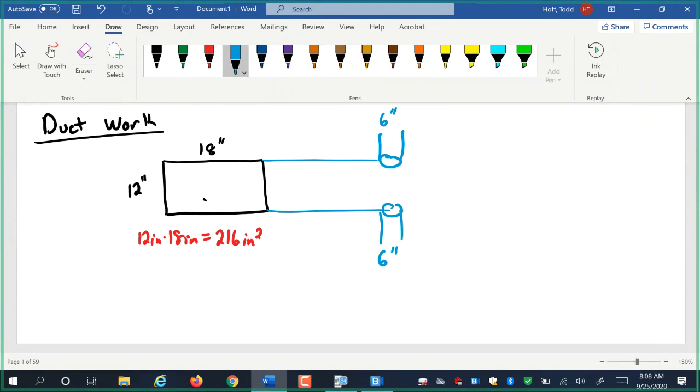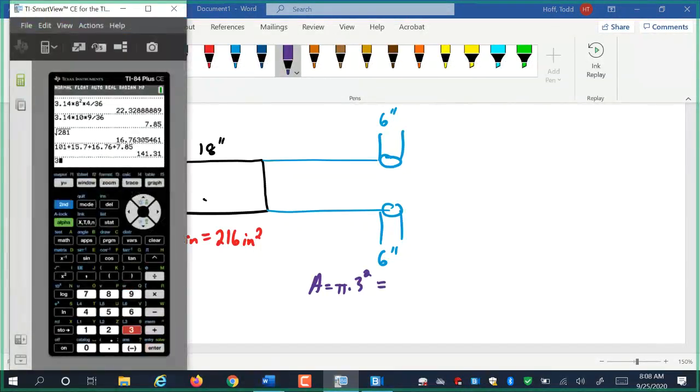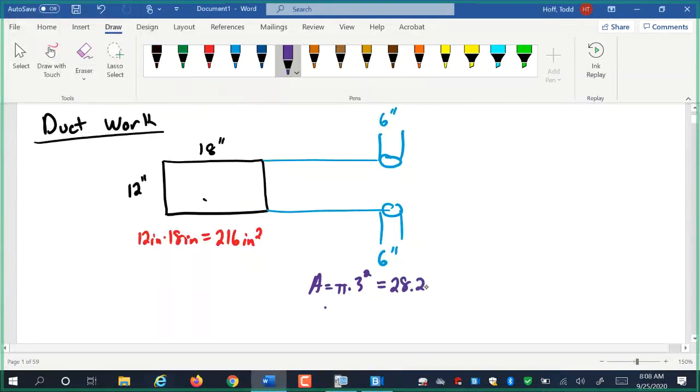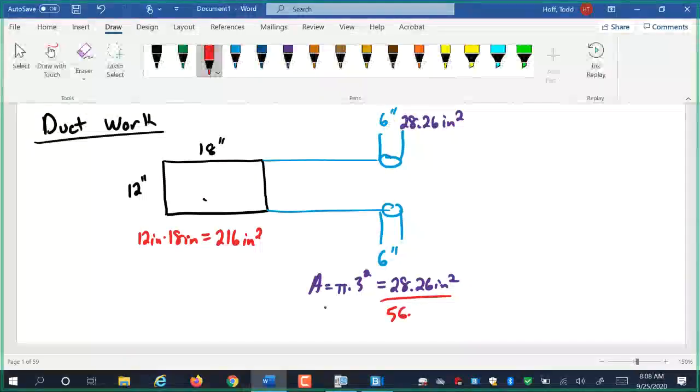So let's find the area of those 6-inch diameter round ducts. The area is going to be pi times not 6 squared, but 3 squared, giving us 28.26 square inches for each of those. So we have lost here 28.26 times 2, 56.52 square inches of air branching out.